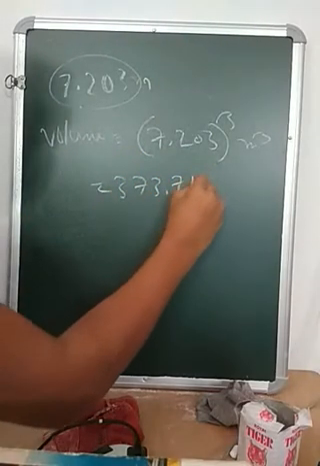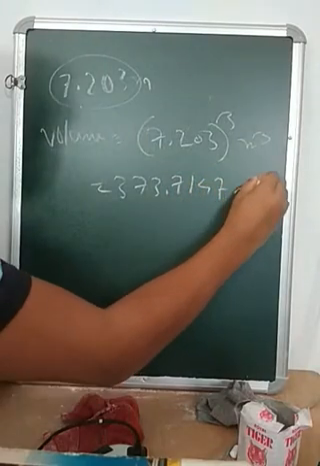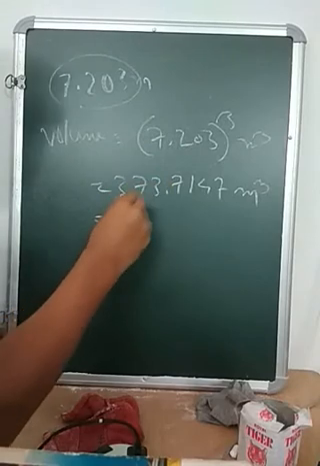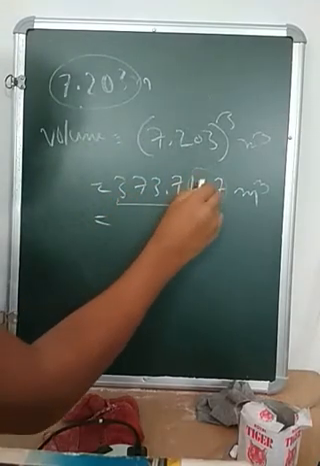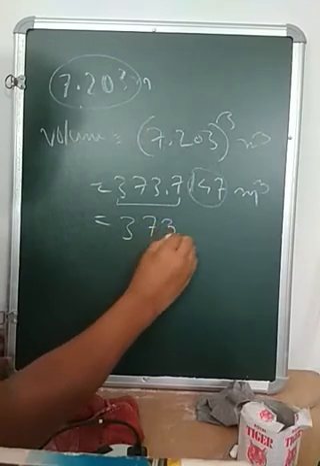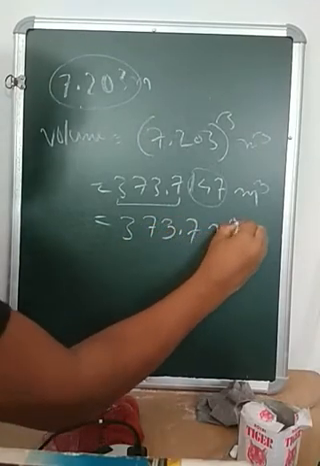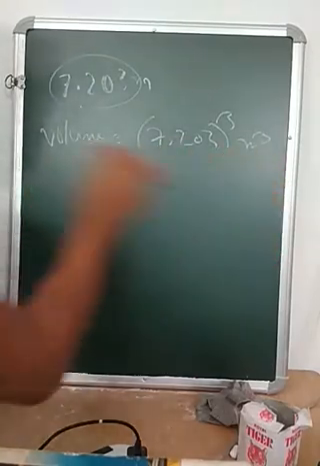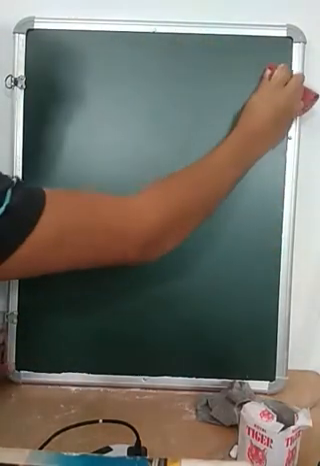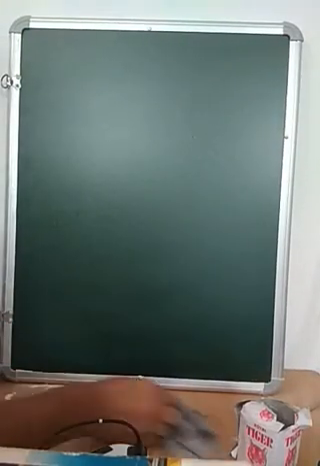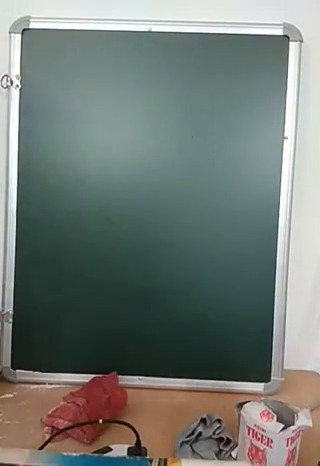373.7147. Something like this. And we also have to round it up to 4 digits. See, there is 1, which is less than 5, so we have to write it down as 373.7. Okay, this is the answer. This is how we give it to the right significant figure. This is how we do the arithmetic operation when we deal with significant figures.